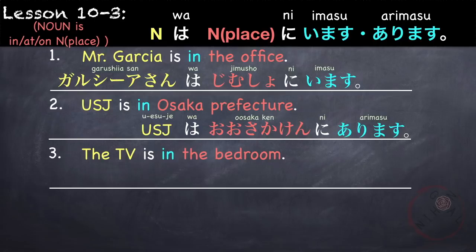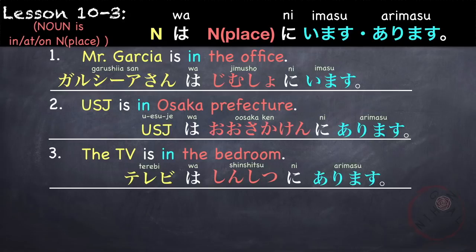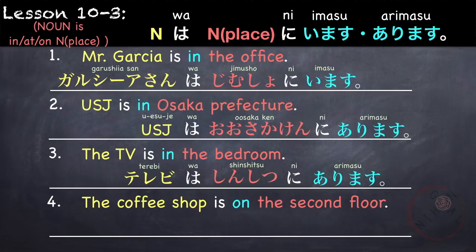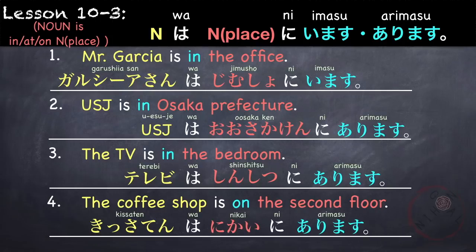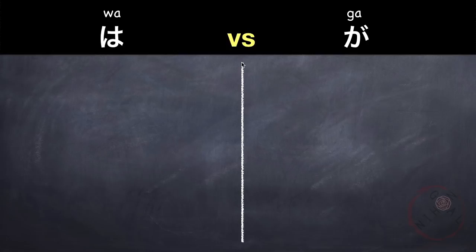Next, the TV is in the bedroom. テレビは寝室 or you can say bedroom にあります。テレビは寝室にあります。The coffee shop is on the second floor. 喫茶店は or コーヒーショップは2階にあります。喫茶店は2階にあります。Okay, now what is the difference between the particle wa and the particle ga?